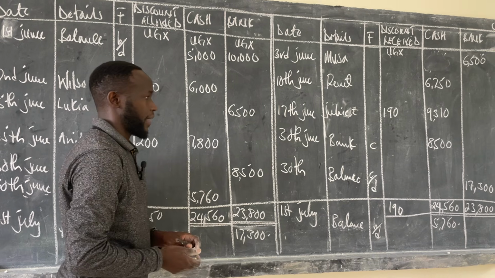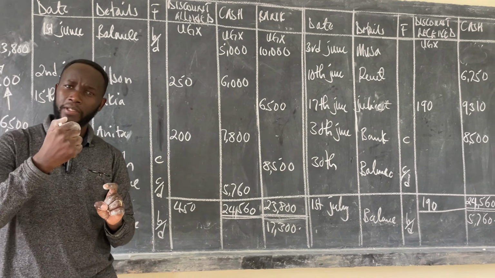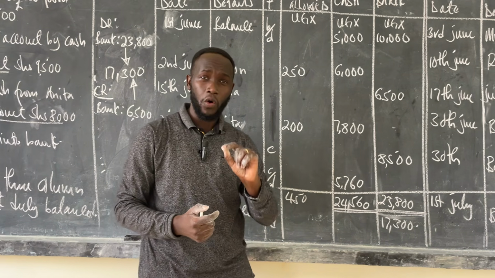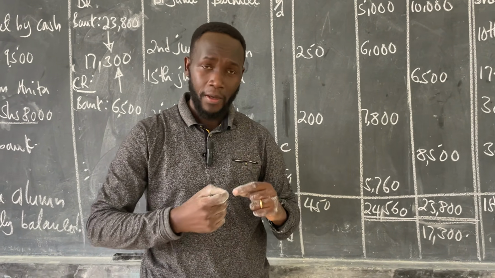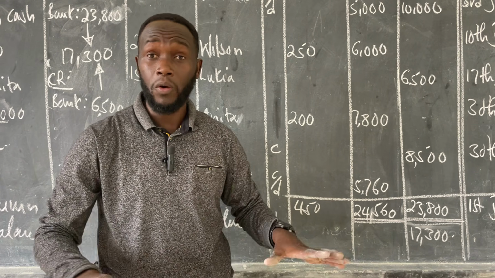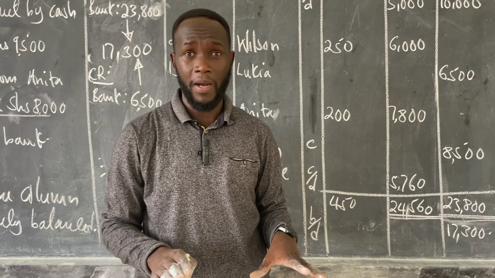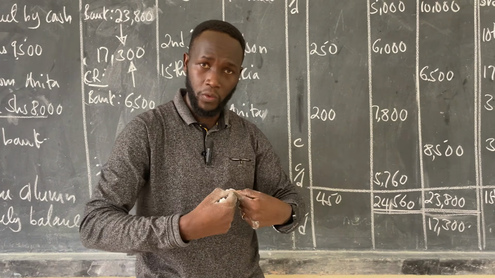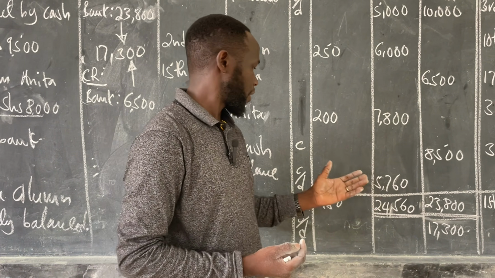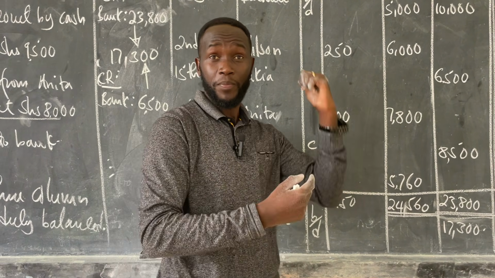17,300. Now, someone may ask, why is it that what we call carried down is what we call brought down? The reason is simple. What you call carried down are the profits or losses you've made at a particular evening or a particular closure of business in a particular month. So what you end with today is what you start with the following day. That's why what we call brought down is the same as carried down previously.